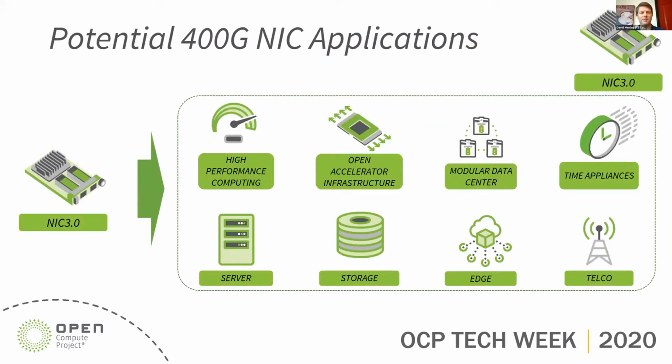There are several potential applications for 400 gig NICs, and an OCP NIC form factor is a potential applicant for that. These could include high performance computing applications, acceleration, potentially at the edge or in the telco edge, and server and storage. So as these technologies come rolling out, we thought we'd take a look at how that could apply to the OCP NIC.